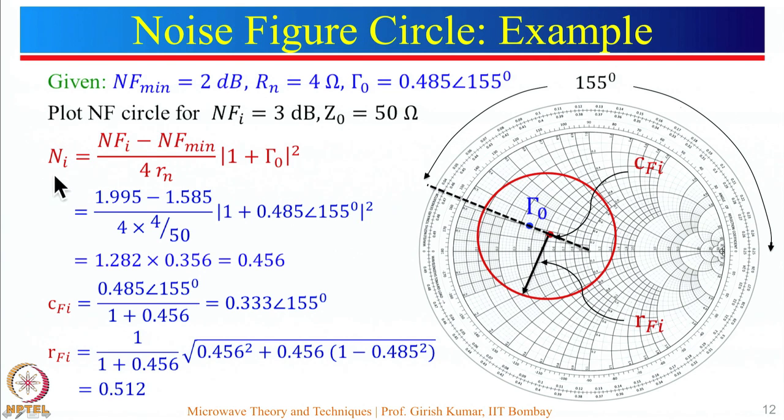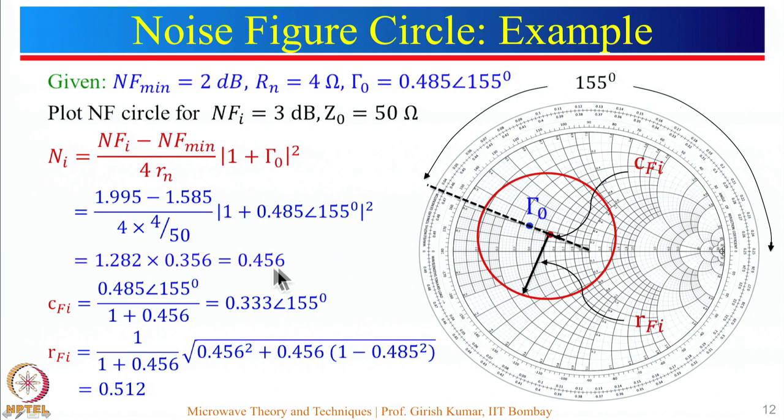So, by using this particular expression, we can find the value of Ni. So, substitute the various values. Again, please remember, do not put the values directly in terms of dB, otherwise this would become 3 minus 2. Please do not do that. You have to convert these dB values into the corresponding numeric values. So, the numeric value for 3 dB is 1.995. The numeric value of 2 dB is 1.585, divided by 4 times Rn, where Rn is capital Rn divided by 50. Then this term will be 1 plus gamma 0, which is given by this particular expression, and we have to take the magnitude of that.